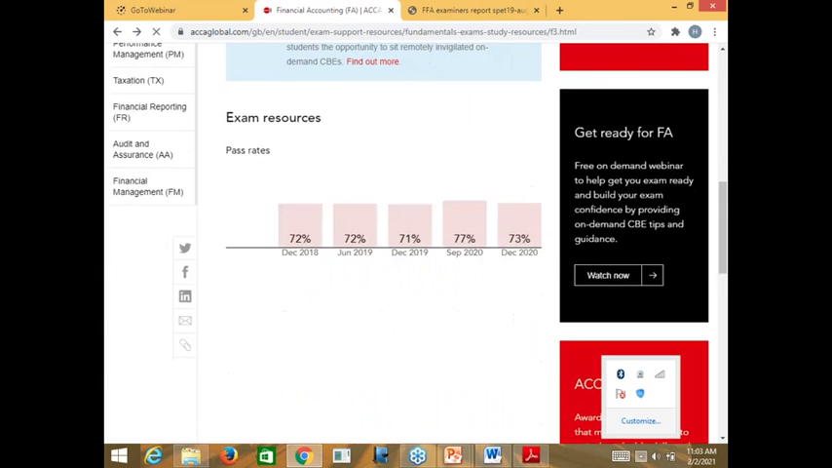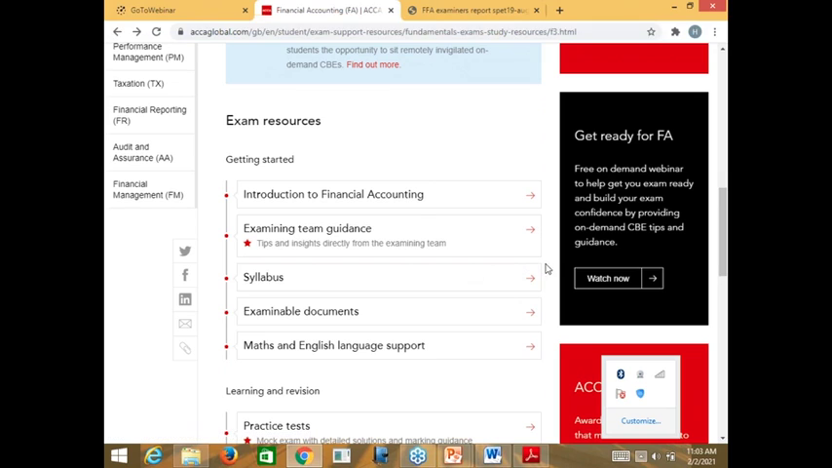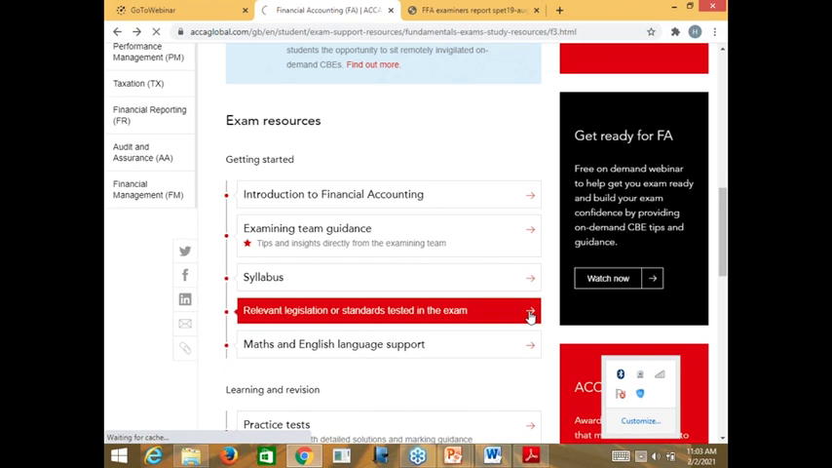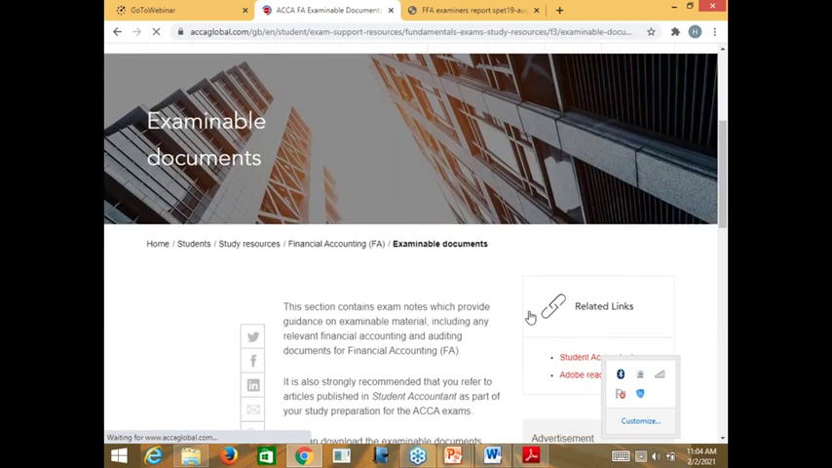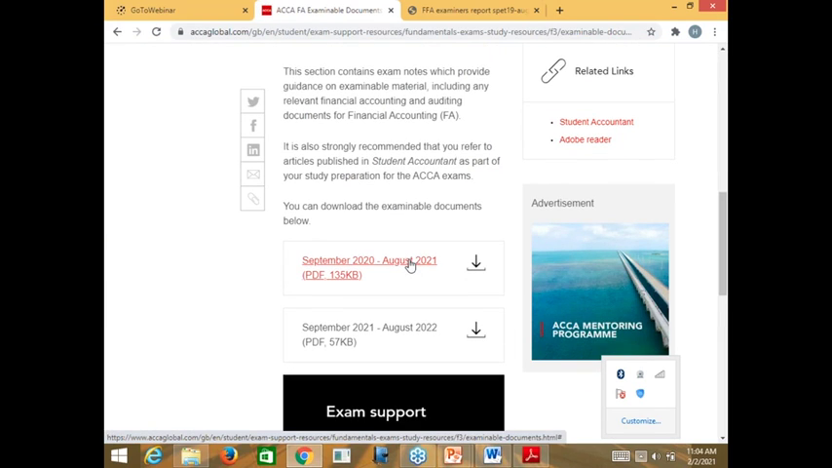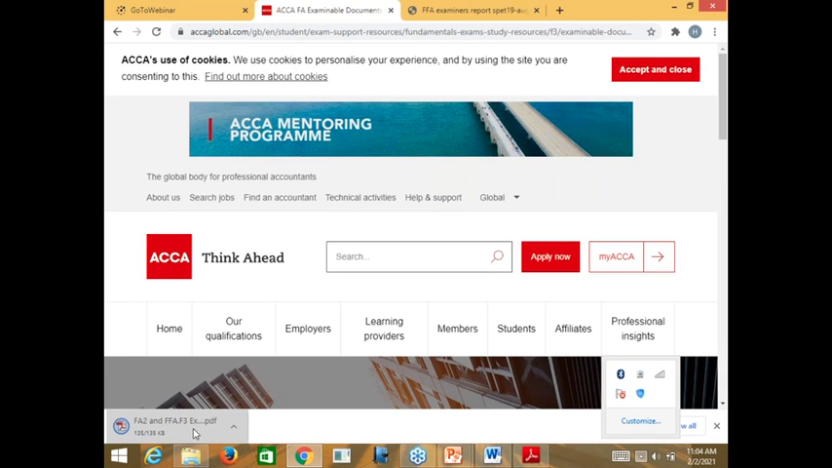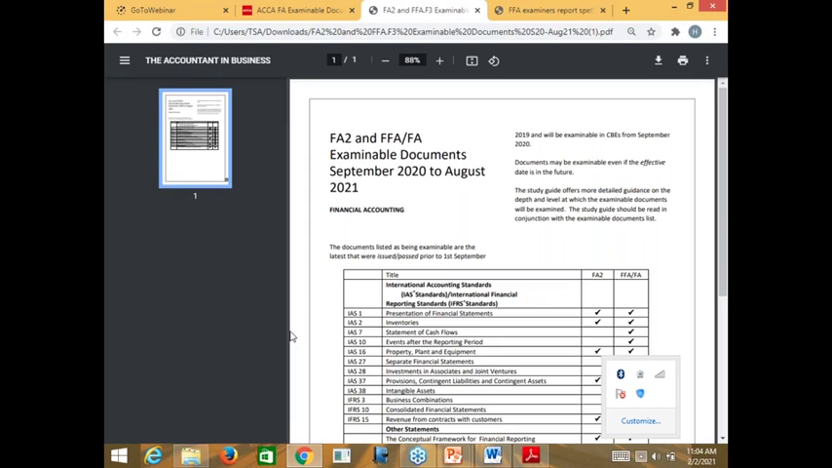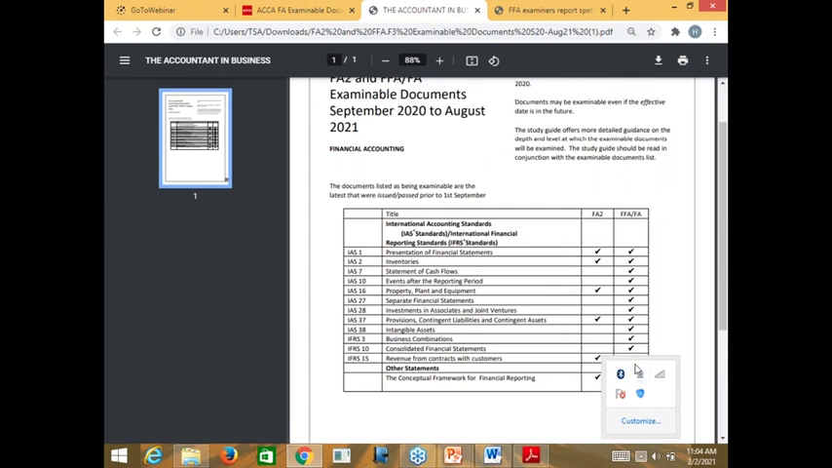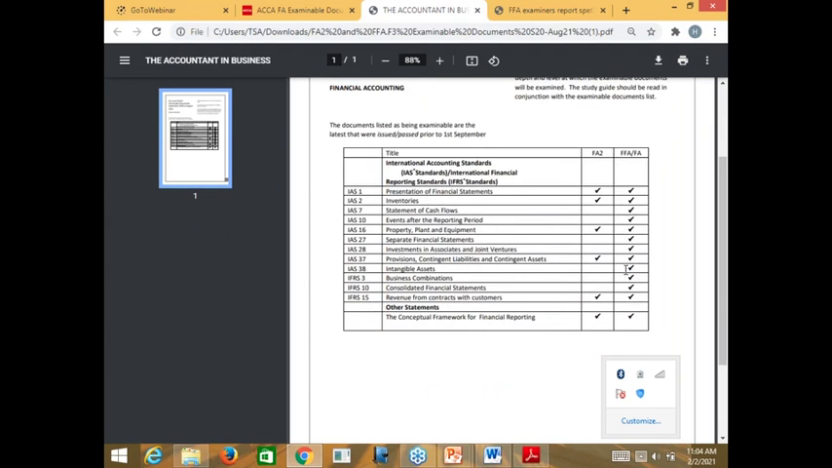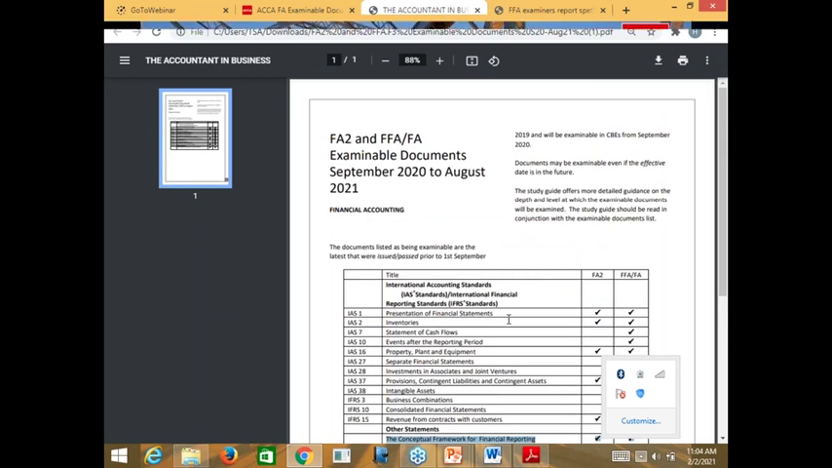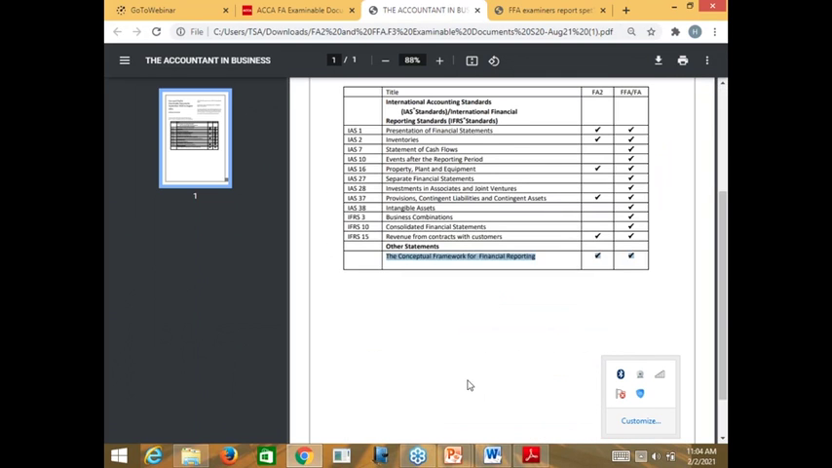Then when we go back to the main structure, we have a syllabus section, then we have an examinable documents section. If we look at the examinable document for this session, that is September 2, it actually provides the list of the accounting standards that are examinable in this paper. Like we have to study IAS 1, IAS 2, IAS 7, IAS 10, IAS 16, 27, 28, 37, 38, IFRS 3, IFRS 10, and IFRS 15 with the conceptual framework. So these are the key IFRSs which are examinable in the paper FA.